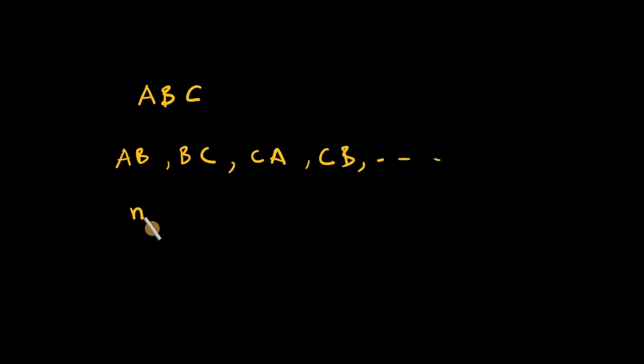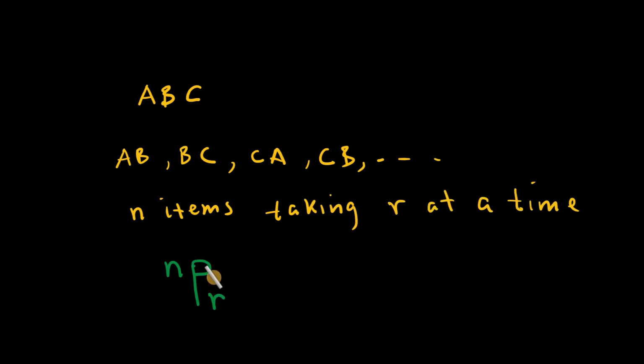We can still have 3 letters, let's say A, B, C, to be arranged in different ways, taking 2 letters at a time. So in this case, the arrangements can be AB, BC, CA, CB, and so many others. So in order to arrange n items, taking r at a time, we can always use the formula nPr, which is equal to n factorial over n minus r factorial.